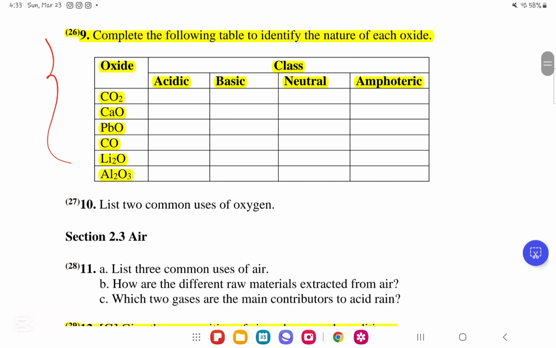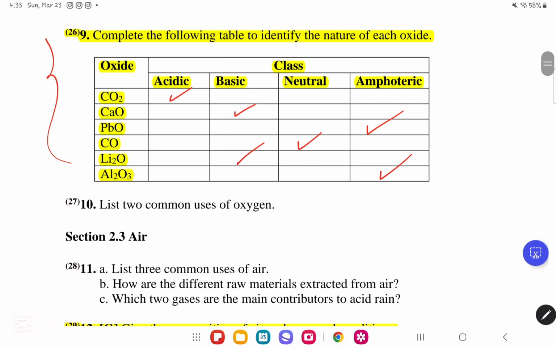So, acidic, we said it's non-metal plus oxide. This one for sure. Basic, we said it's a metal plus an oxide, so it's this for sure and this for sure. We said neutral is carbon monoxide, and amphoteric is the PbO and the Al2O3. Okay, now question number 10.